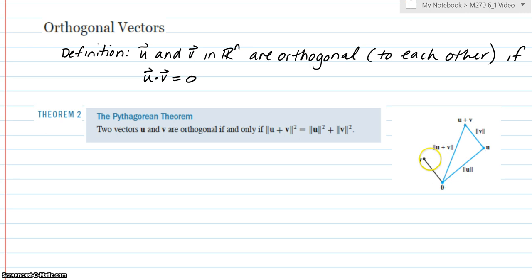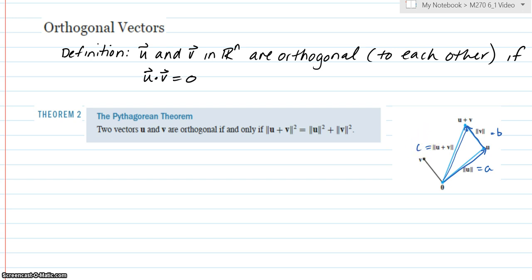So you can see that is the Pythagorean theorem, because if you look over here, if you call this u and you call this v, you can see here that the c is like a squared plus b squared is equal to c squared.